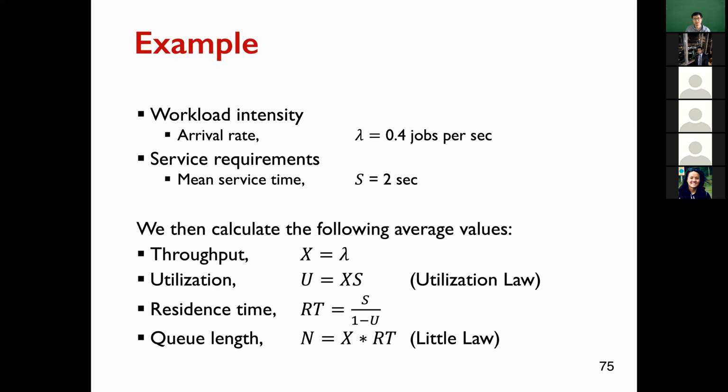So basically, this means that if you tell me how long one single request needs, like here, 2 seconds is needed for one single request, and how often your requests arrive, then I can tell you your CPU or your other disk utilization. So we'll give concrete examples later. Residence time, RT, equals the mean service time divided by 1 minus the utilization.